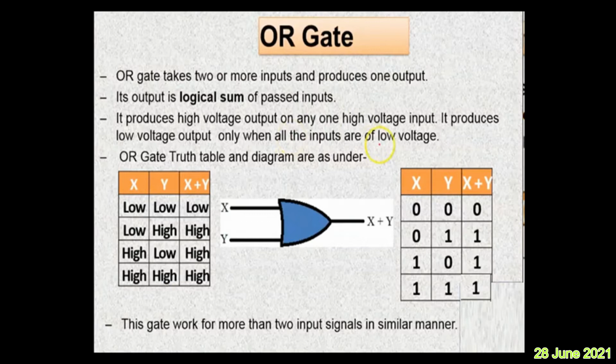It produces high voltage output on any one high voltage input. Out of the two inputs, if any one is high voltage, then our output is high. It produces low voltage output only when all the inputs are of low voltage. Very simple. So you can see here, if both are low, then only output is low. If any one or all are high, then it is high.